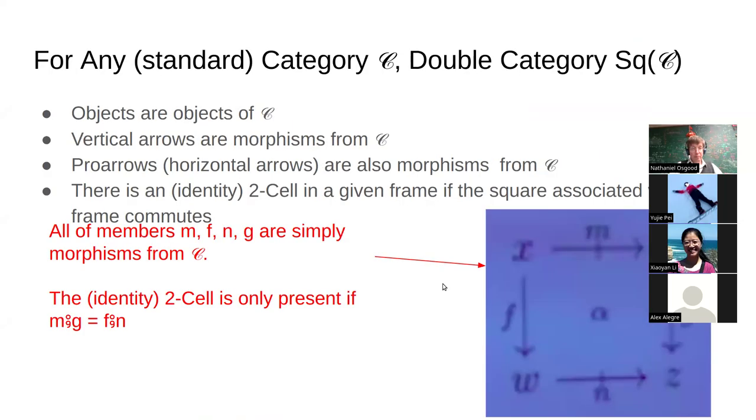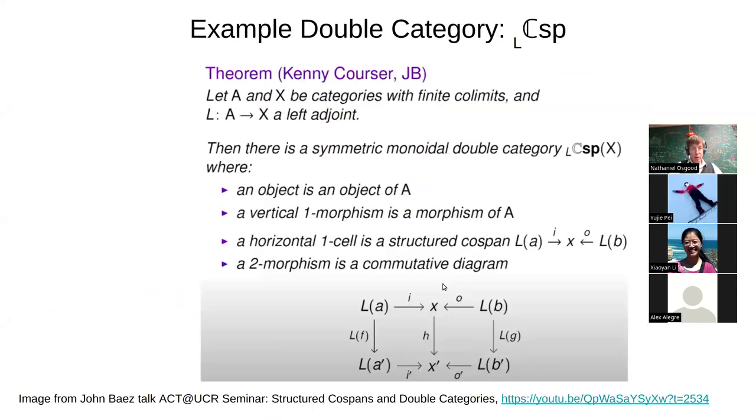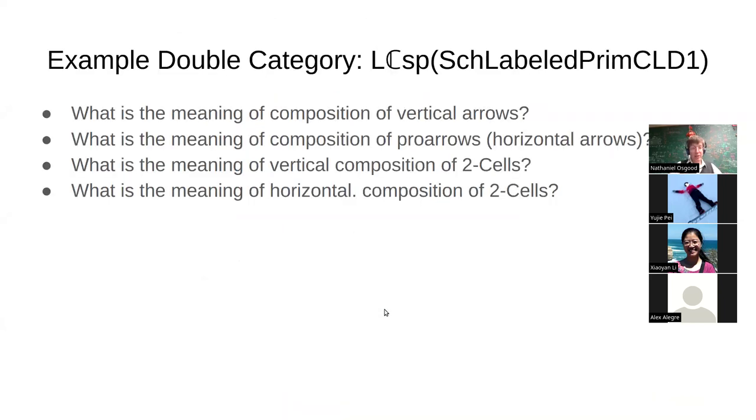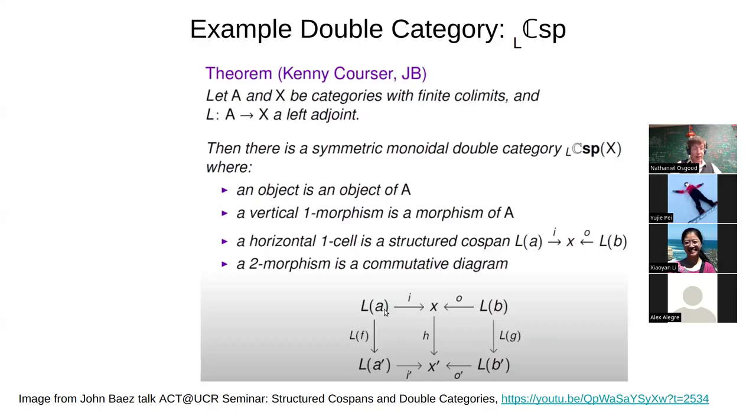And you may guess, and you'd be correct to guess, that this is the basic idea, but with cospans. So this is L, the L functor promoting the foot to be an object in category X. This is the L functor promoting this foot to be an object of X. These are the corners, and L prime and this. And there's a two cell.